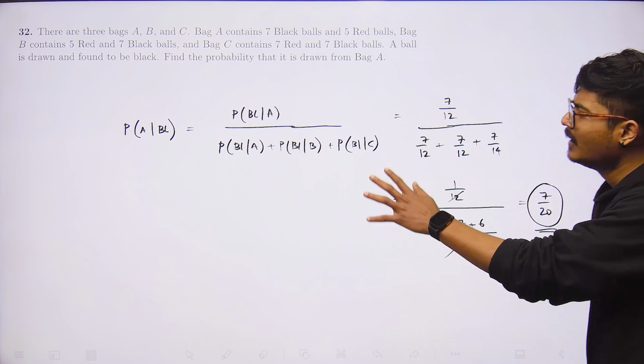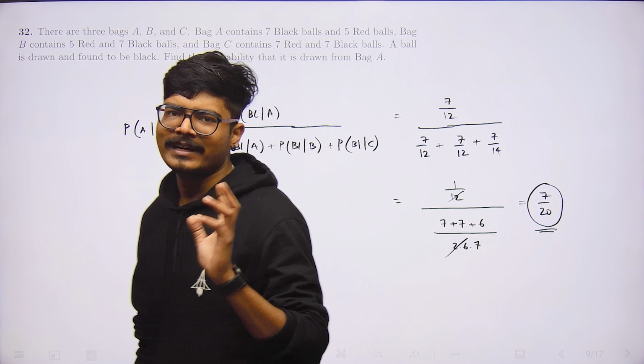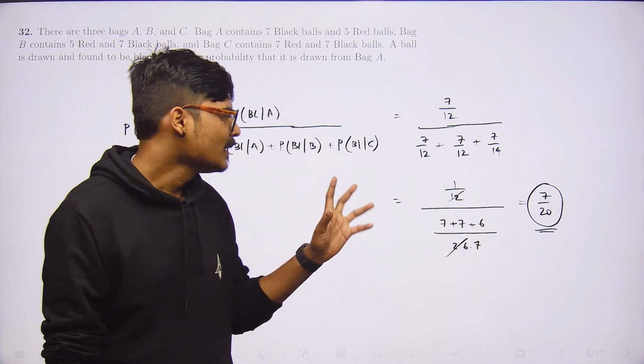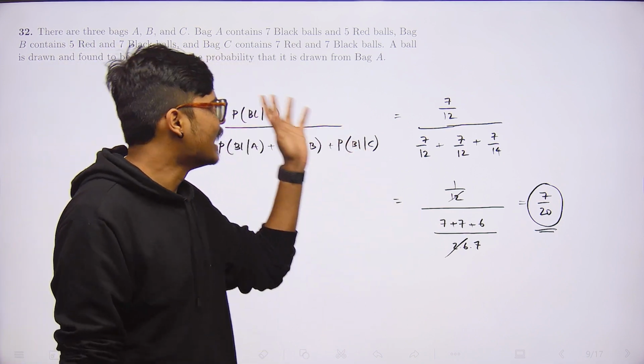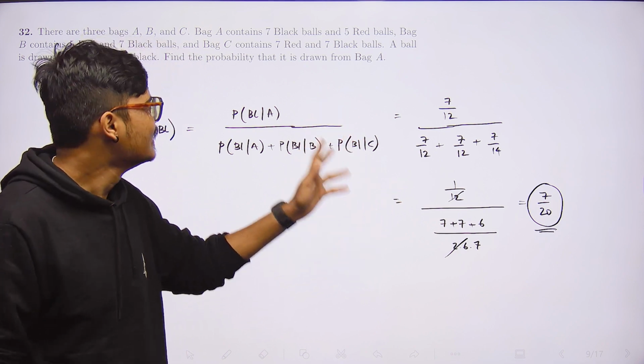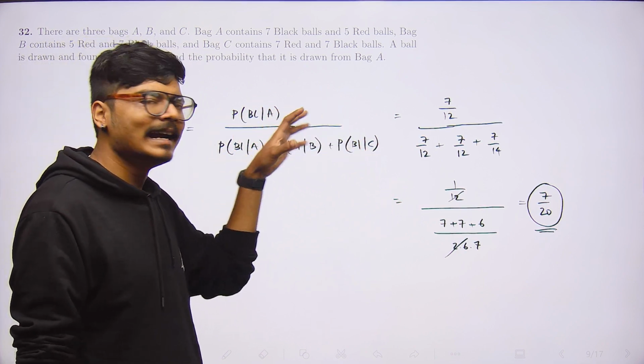Simple Bayes theorem. और ये बहुत ही common question है JEE का, ठीक है. It has something to do with black and white balls or black and red balls and 3 bags. Okay, तो ये बहुत common question है. Different variants, just values change हो जाएगी, but the idea is the same, right?